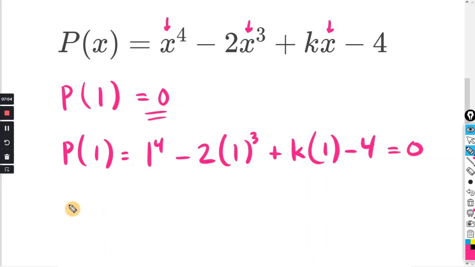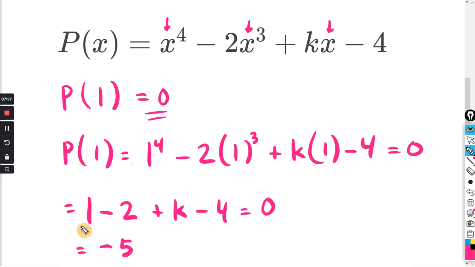Now let's see. 1 to the 4th, 1 multiplied 4 times is just 1. 1 multiplied 3 times is just 1 times negative 2. That's going to be negative 2. Plus k times 1, that's just k. And then minus 4. And that equals 0. 1 minus 2 is negative 1. Minus 4 is negative 5.